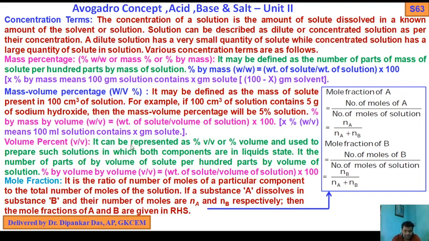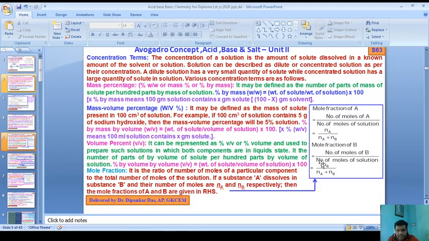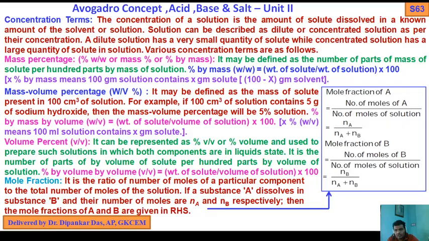Now volume percentage, that is V by V percentage. It can be expressed as percentage V by V or percentage volume, and is used to prepare solutions in which both components are in liquid state. It is the number of parts by volume of solute per 100 parts by volume of solution. So percentage by volume equals volume of solute by volume of solution into 100.